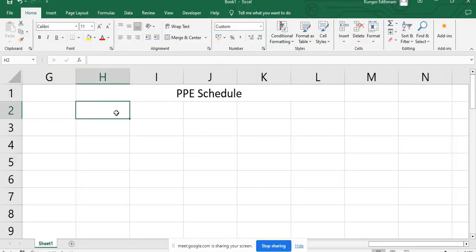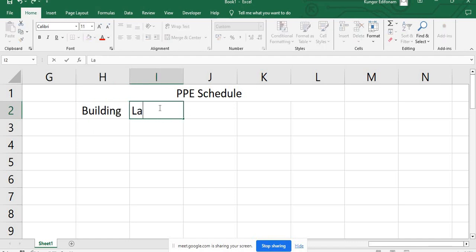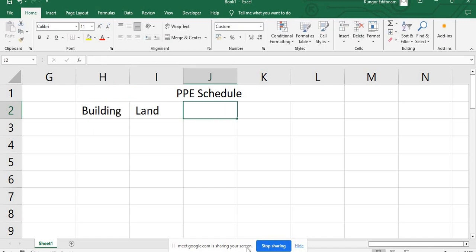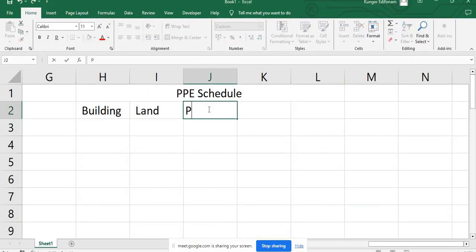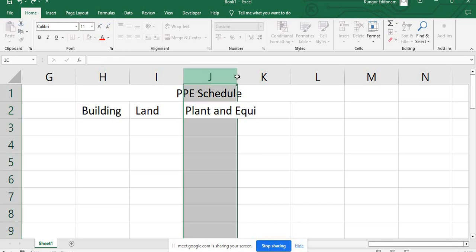So we have building and then land, and then the next PPE will be the plant and equipment. So plant and equipment. All right, so let's just limit it to that.